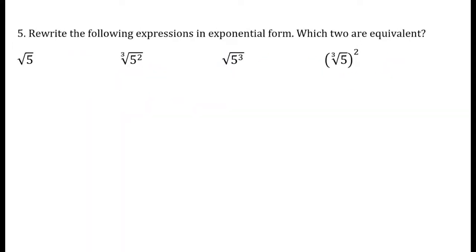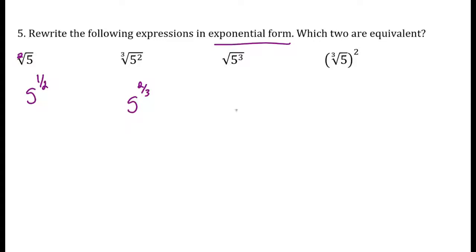Rewrite the following expressions in exponential form. So I'm giving you the radical form. I want to know what's the exponential form. So I have the square root of 5. So there's really an index of 2 there. So that's really square roots. We need to know our 1/2 powers. I've got a cube root, so I have a third power, but it's squared, so 5 to the 2/3.